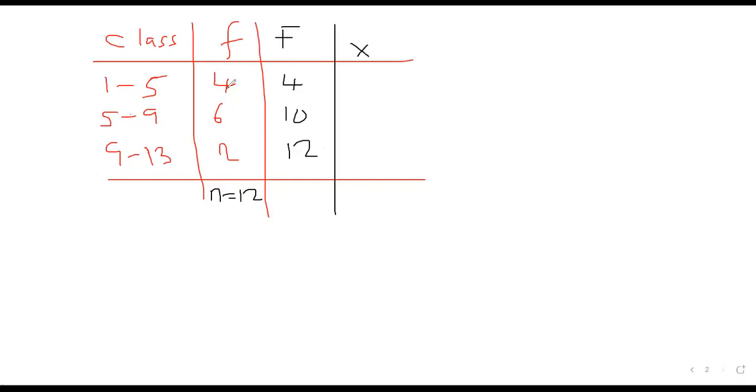How do we find the midpoint? We add this plus that divided by 2. So 1 plus 5 is 6 divided by 2, 3. 5 plus 9 is 14 divided by 2, 7. 9 plus 13 is 22 divided by 2 is 11. So the height is the distance from here to here, which in this case our height is 4. Our height again from here to here to here, our height is what? 4.